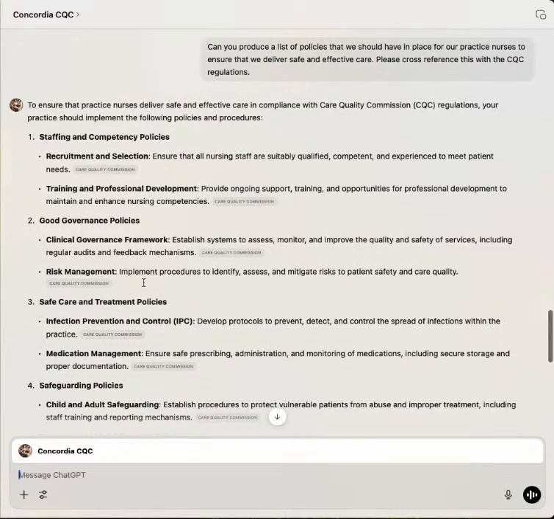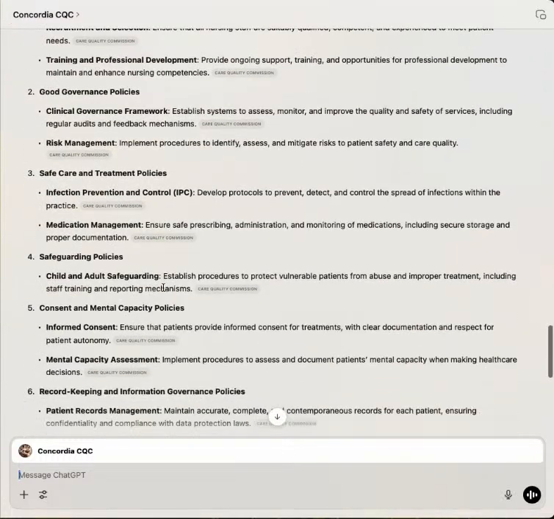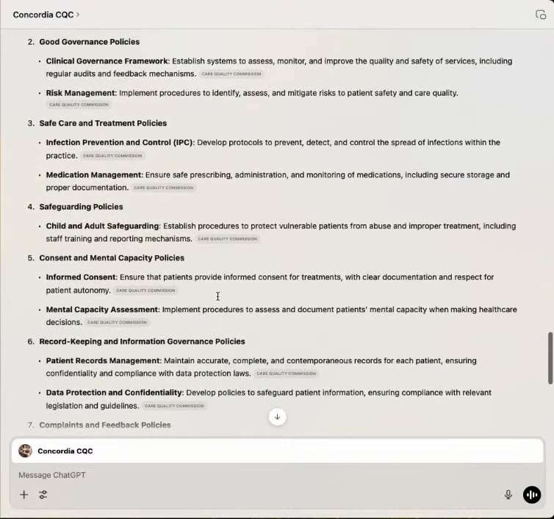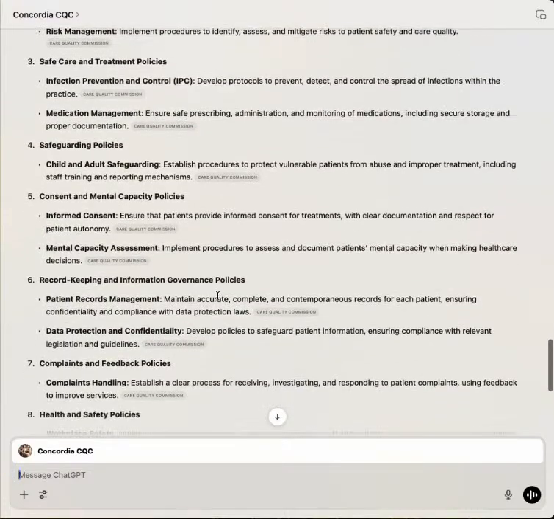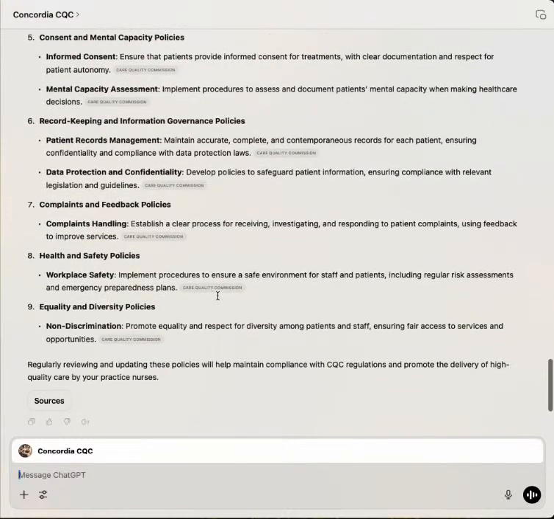Yep, so we've got our staffing and competency policies, good governance policies, safe care and treatment policies, safeguarding policies, consent, mental health capacity policies, record keeping and information governance policies, complaints and feedback policies, health and safety policies, equality and diversity policies. So again, it's still quite wide, isn't it? So let's ask her to focus in on the policies that are specific to practice nursing.